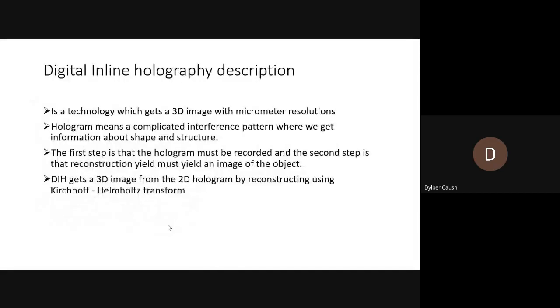Digital inline holography, which is also our main topic. We have a description here. It is a technology which gets a 3D image with micrometer resolution. Hologram means a complicated interference pattern where we get information about shape and structure. The first step is that the hologram must be recorded, and the second step is that reconstruction must yield an image of the object. Digital inline holography gets a 3D image from a 2D hologram by reconstructing using the Kirchhoff-Helmholtz transform.